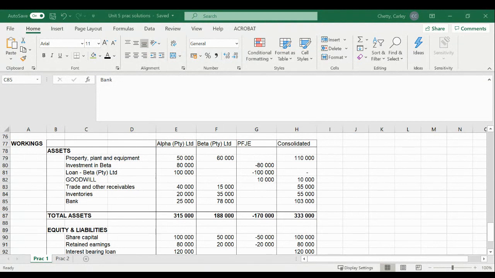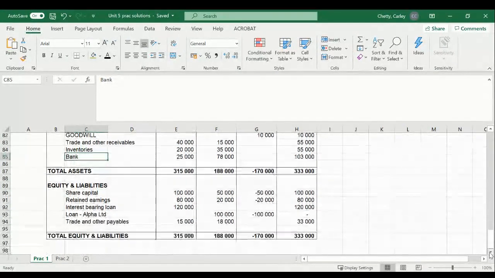So this represents the assets in the consolidated financial statements. So you can see alpha's column shows its separate financial statements. Beta shows its separate financial statements. They have the pro forma journal entries, which we recorded previously, and all those columns together will give us the consolidated financial statements. So now that we have had a look at assets, let's go down to the equity and the liabilities.